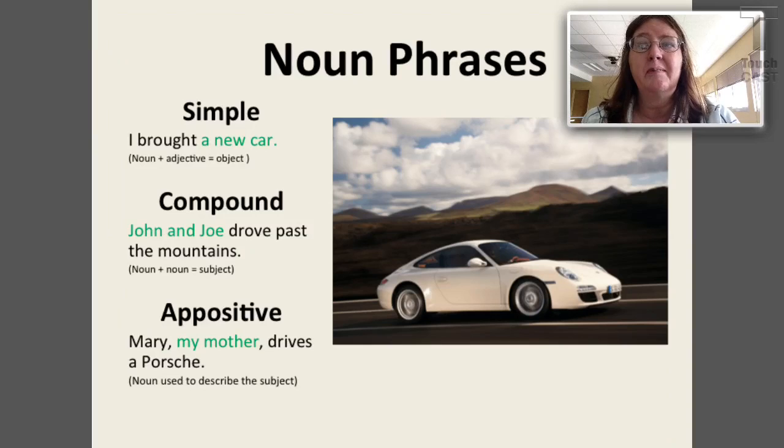A noun phrase can be either simple, compound, or appositive. A simple one is simply describing the noun, such as a new car. The compound could be like John and Joe, where we use the word and to combine two different nouns. And the appositive, of course, describes the previous noun. Mary, my mother, drives a Porsche.